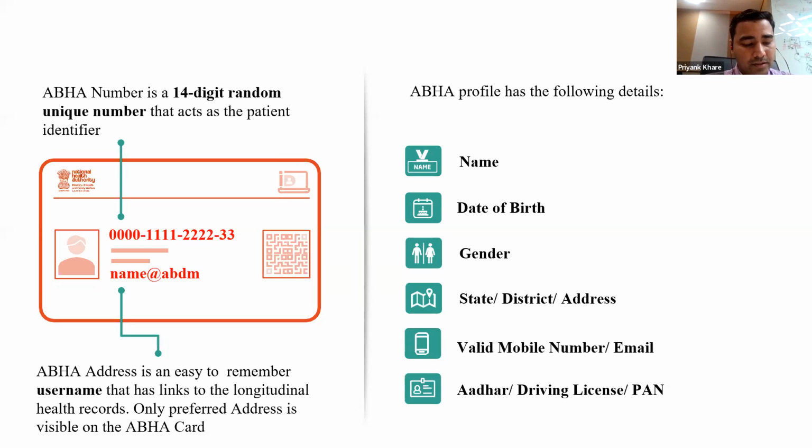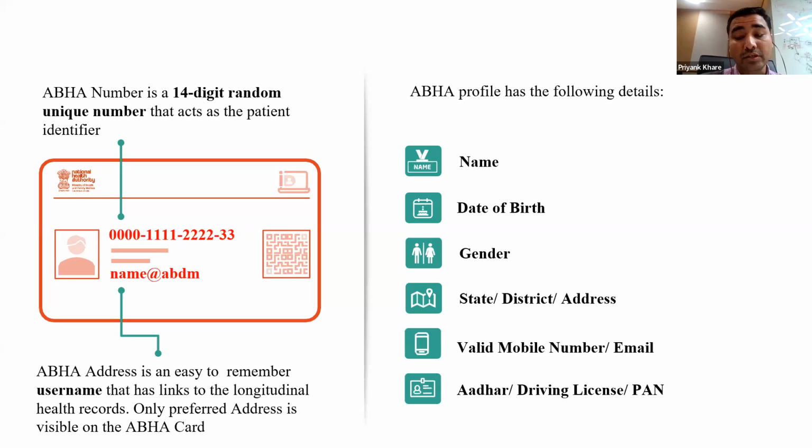Now, moving towards Aadhaar address. Aadhaar address is critical for our health record sharing. A user should have at least one PHR address to enable data sharing. Now, this is like your email ID. As you can see over here, name@ABDM. So this is like your email ID. You link your health records with ABDM Aadhaar address.